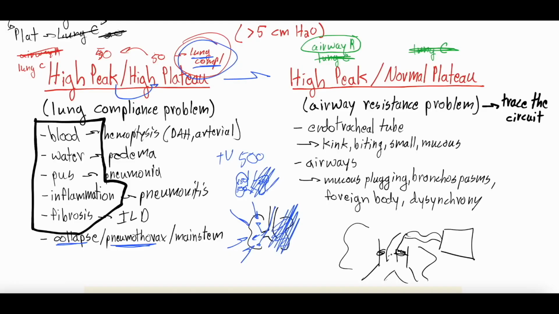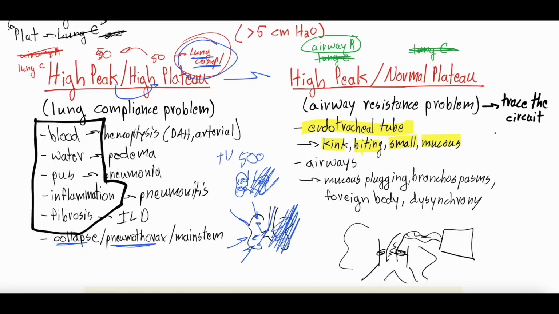That could be resistance in the endotracheal tube. It could be resistance in the tubing. So the first thing you always think about is endotracheal tube pathology. Is there a kink in the tubing? Is the patient biting the tubing, making it smaller? Is the endotracheal tube too small to start with? Is there mucus built up, right? Because all those things are going to increase airway resistance.